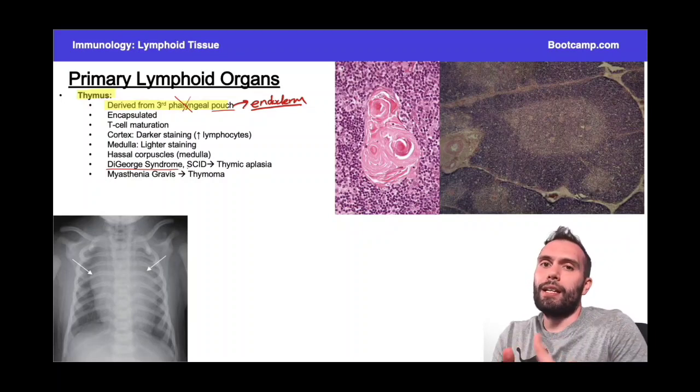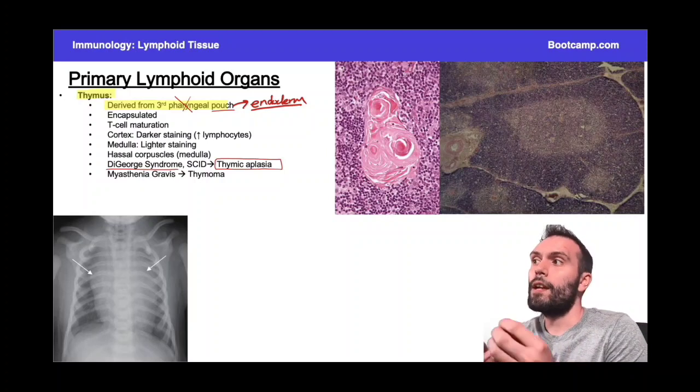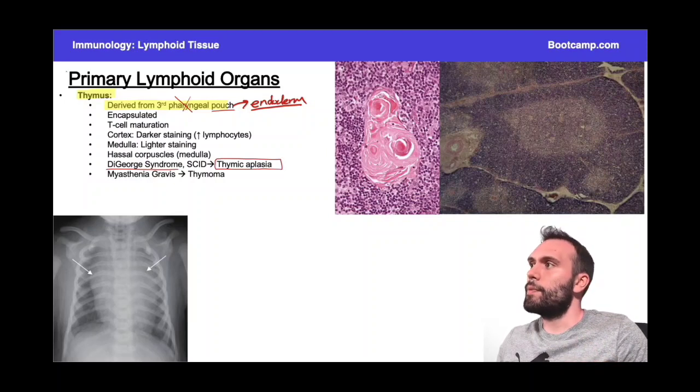So you can imagine, because the thymus comes from that pouch, if it doesn't form correctly, you're going to have deficiencies with the thymus. And so this is why with DiGeorge syndrome, we classically see this thymic aplasia, right? The thymus doesn't really form the way that it's supposed to in DiGeorge syndrome. And this has implications in the lymphoid system because remember, the T for thymus is for the T of T cell maturation.